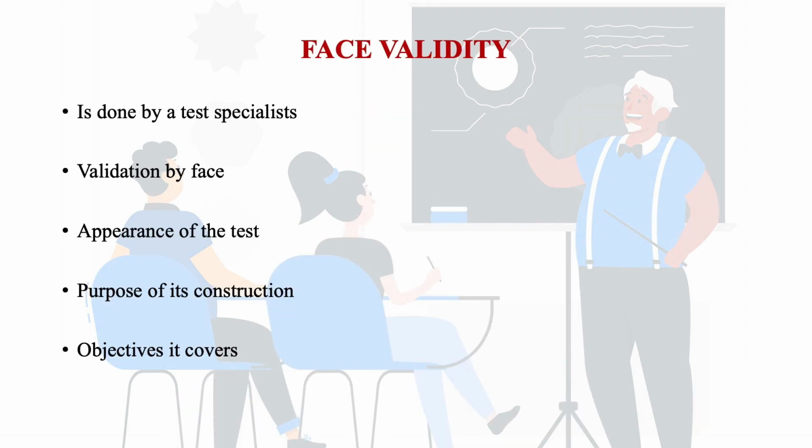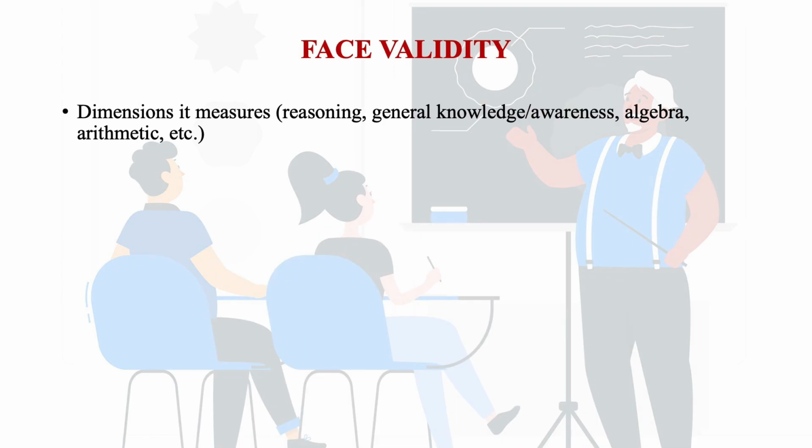And the objectives it covers. So what are the different objectives of the test, and whether items are constructed as per the objectives or not. And further, every test or every tool has certain dimensions. So what are the different dimensions it measures?